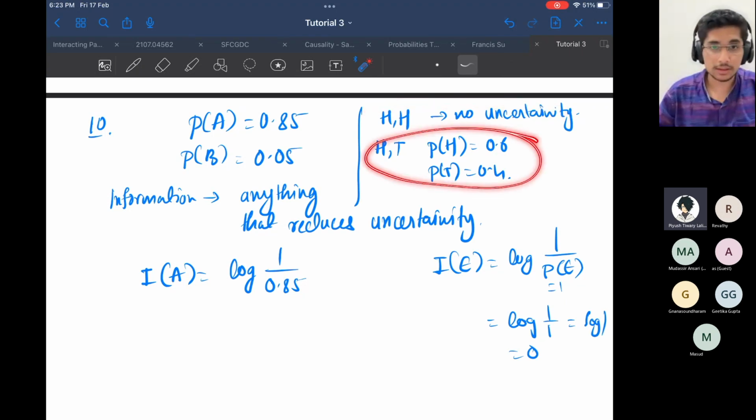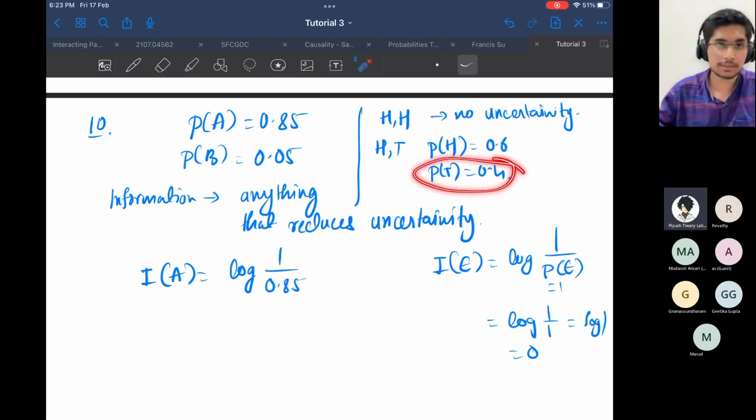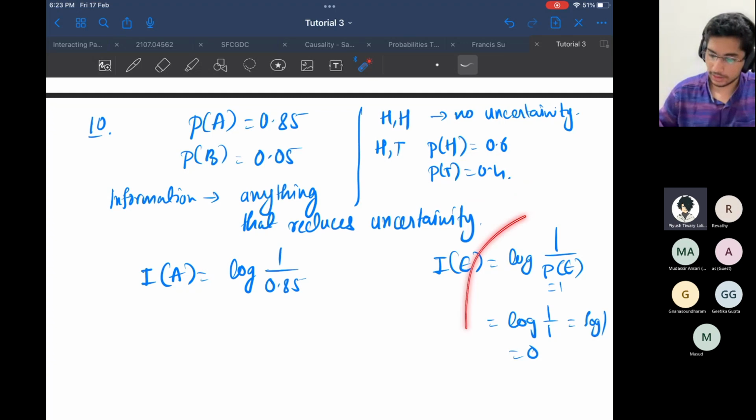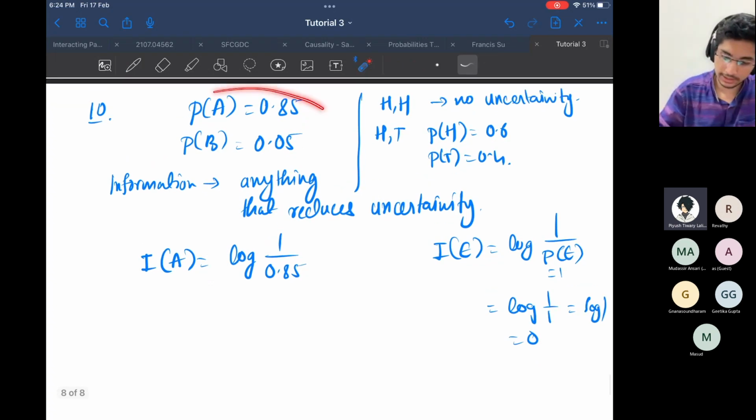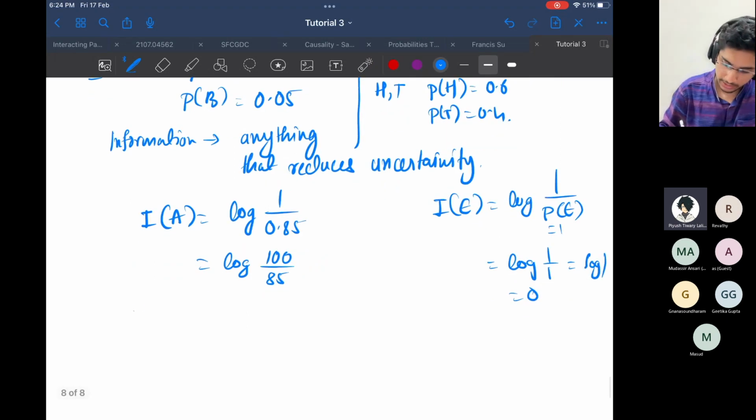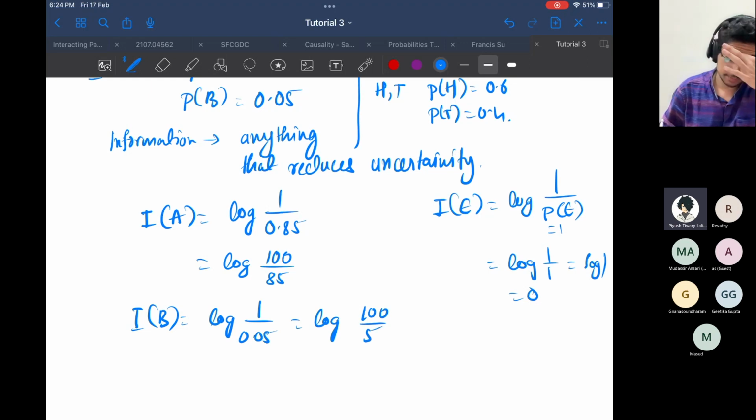However, here that won't be the case, because heads has different information, tails has some different information, and you can calculate using this formula how much information is in each of these events. In our case, A has the following information: log of 100 by 85. I don't know what this number is, but let it be. Similarly, I of B would be log of 1 over 0.05, which is log of 100 over 5.